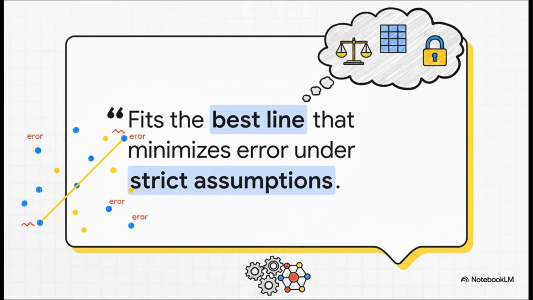And that really brings us to the big takeaway. If you remember just one thing from all this, let it be this. Linear regression is all about finding that one best line by making the error as small as possible. But its real power is only unlocked when you follow those strict assumptions. Master these concepts, and you are well on your way to building some incredibly powerful and reliable predictive models.